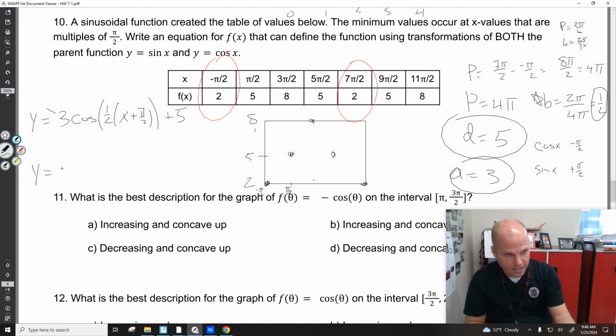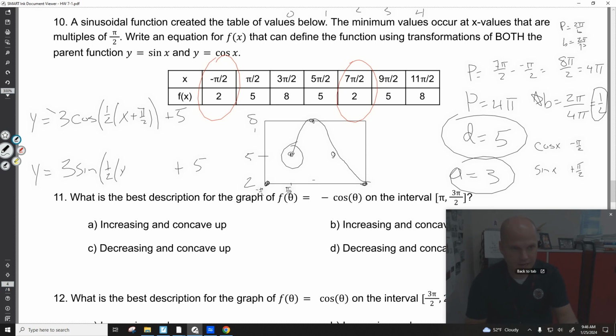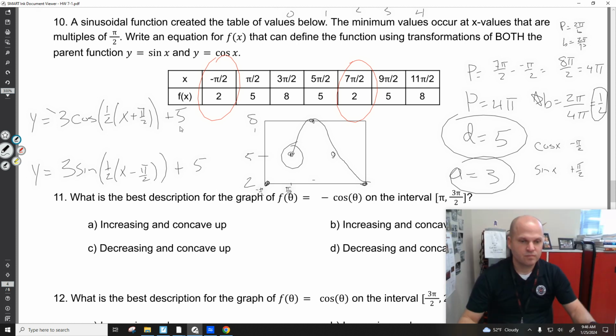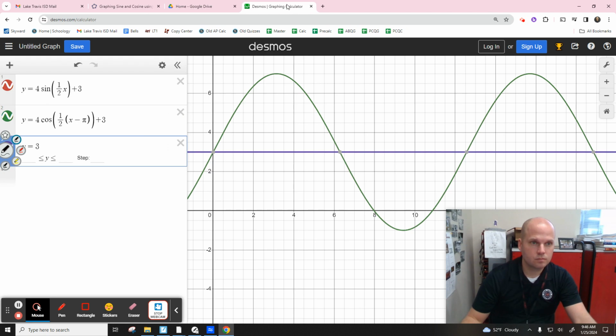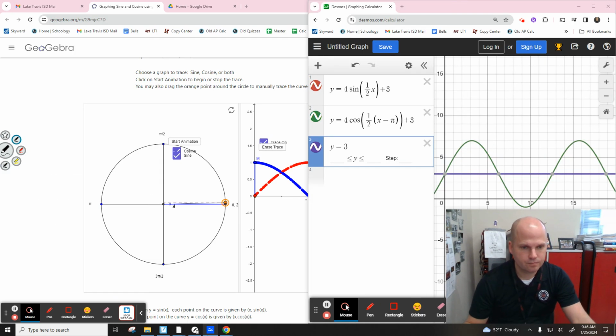Sine. Amplitude still 3. I'm going up and down and then back up, so this is a good place to start with sine. Midline is 5. B is still a half, but I'm shifting to the right pi over 2, so then I need x minus pi over 2. I can graph these because this will be fun to see our work in action.